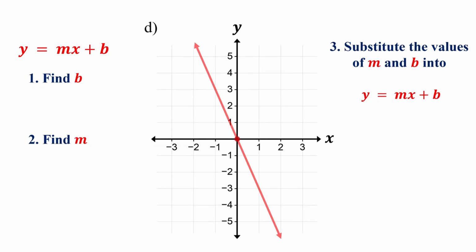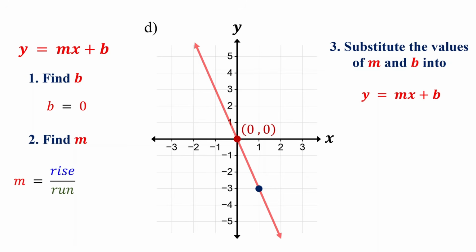Notice that the line passes through the origin. The origin is the point 0, 0. So the line crosses the y-axis at 0, right? Therefore, the y-intercept is 0. Next, find the slope using the origin and another point with integer coordinates. You can use this point.